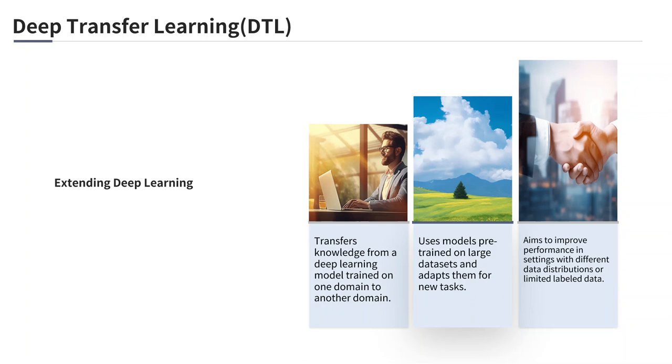In DTL, the deep model is usually pre-trained on a large general data set, like ImageNet for images, and then it's adapted or fine-tuned for a new, potentially related task, often with limited data in the target domain. So the key idea behind DTL is to transfer knowledge learned by a deep network in one setting to improve the performance in another setting, which may have a different distribution or limited amount of labeled data.